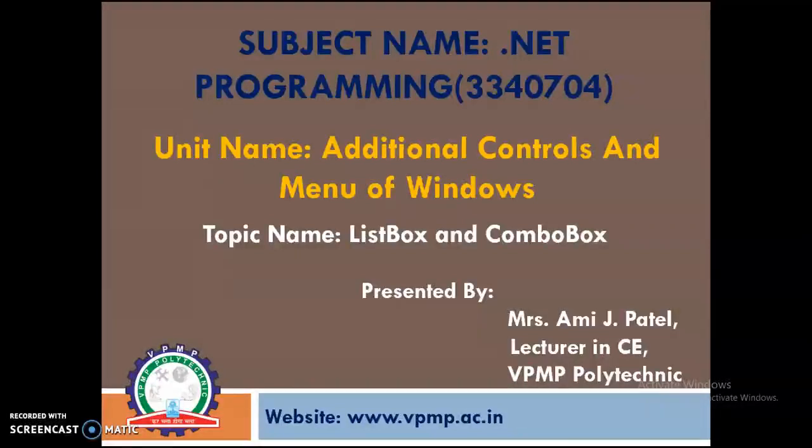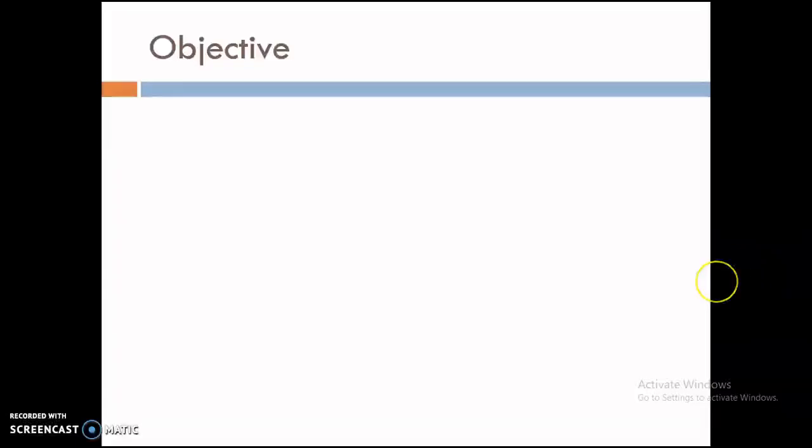Today we will continue our unit number 3, which is Additional Controls and Menu of Windows. Today's topic is ListBox and ComboBox. Objective of this video lecture is: first, discuss the ListBox control with its properties, method, event, and example. Then discuss the ComboBox control with its properties, method, event, and example.